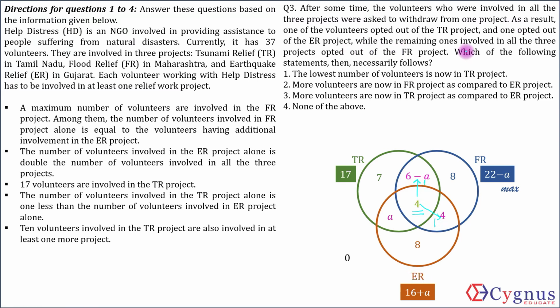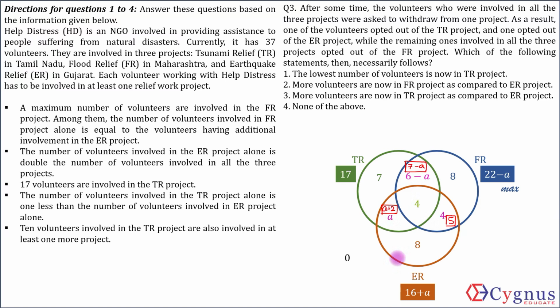While the remaining ones, how many people are remaining out of 4? If 2 have gone, 2 are remaining. Remaining ones involved in all the three projects opted out of the FR project. So they must have gone here, 2 people. So what are the new values of these three places? Let's just quickly jot them down. For the sake of clarity, I have put them in boxes.